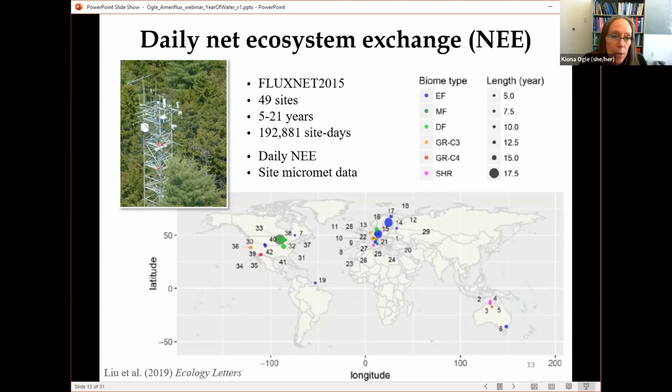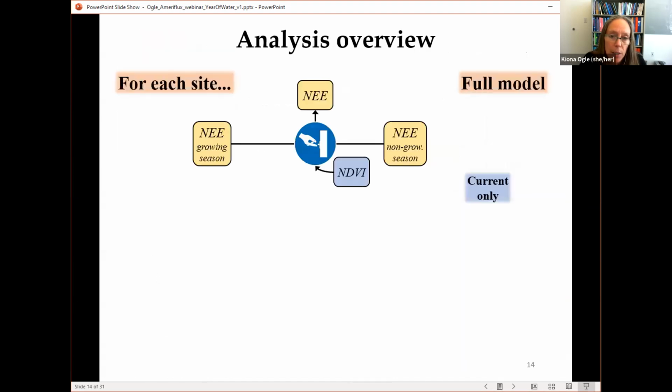We have all these data then that we fit a SAM type model to, and I'll walk through the model structure associated with this data. We have NEE data, and we are modeling NEE.